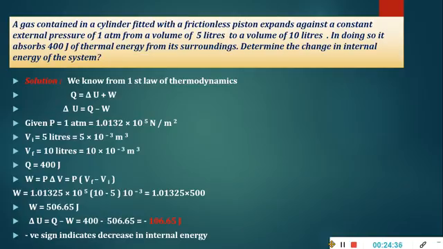Now what is given? First we will write the pressure, which is 1 atmosphere, a constant, which is 1.01325 times 10 to the power 5 Newton per meter square. The initial volume, Vi, is 5 liter, so 5 into 10 to the power minus 3 meter cube. And the final volume is 10 liter, which is 10 into 10 to the power minus 3 meter cube. And the amount of heat absorbed is 400 joule of thermal energy from its surroundings.